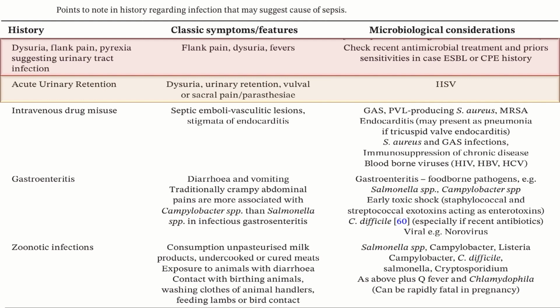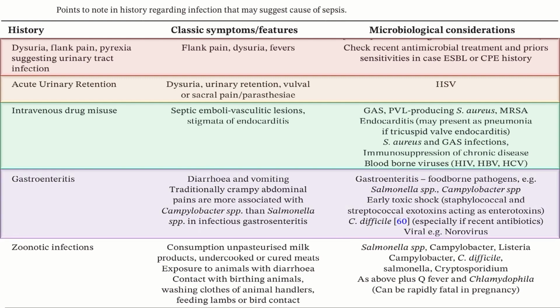In case of acute urinary retention and symptoms like dysuria and sacral pain or paresthesia, consider HSV. In case of intravenous drug misuse and septic emboli and stigmata of endocarditis, consider GAS. In case of gastroenteritis and symptoms like diarrhea and vomiting, consider different pathogens like Salmonella and Campylobacter species.